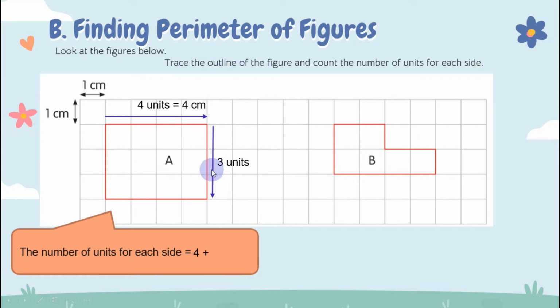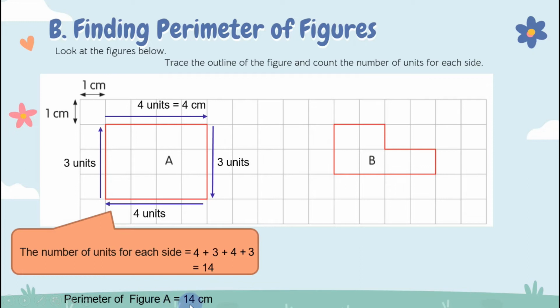We count 1, 2, 3. 3 units plus 3 and 4 units. 1, 2, 3, 4. 4 units. And 3 units. 1, 2, 3. 3 units. As we know, 1 unit equals 1 centimeter. So, equals 14 units. The perimeter of figure A is 14 centimeter.